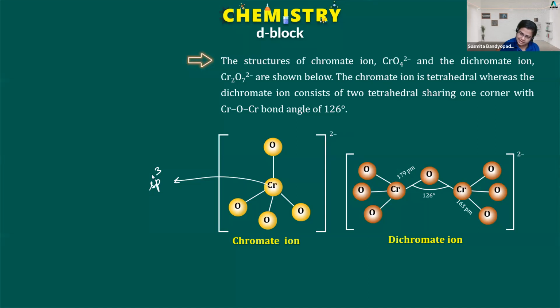Yes, sp3. What about dichromate? There's a bridging oxygen, we understand, but this also should be sp3 only, individually if you look into it. Since it's Cr2O7 2 minus, there's a bridging oxygen in between them. Fine. The structures of chromate and dichromate ion both have chromium in plus 6 state.